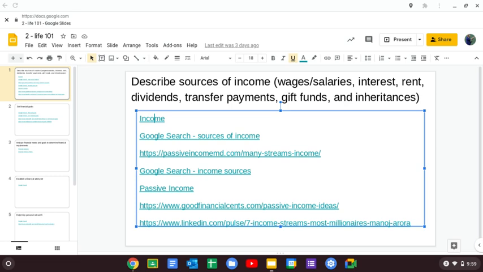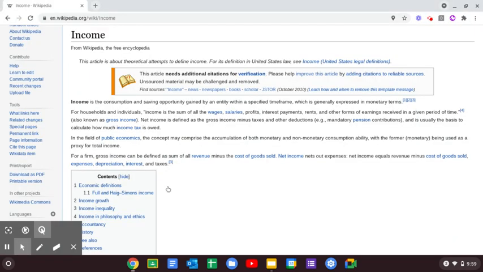Our theme or topic for today describes sources of income and talks about wages and salaries, interest, rent, dividends, transfer payments, gift funds, inheritances. And we're going to talk about all of that and probably a little bit more. So we're going to go to Wikipedia today and look for a definition of income.